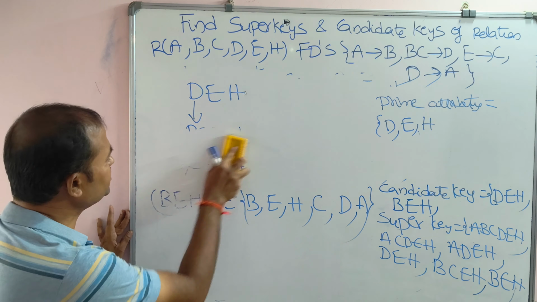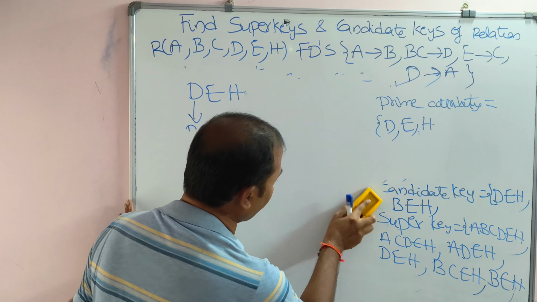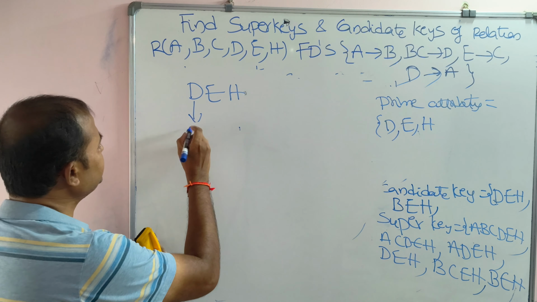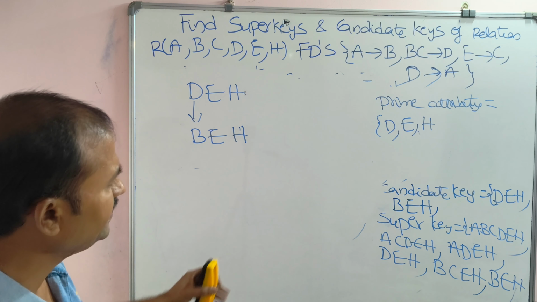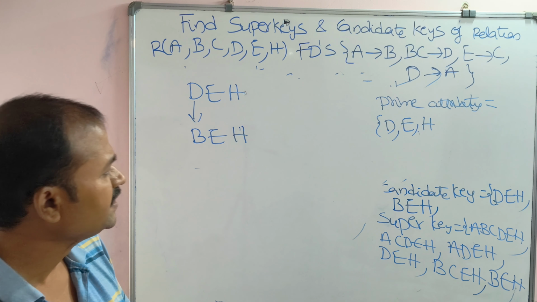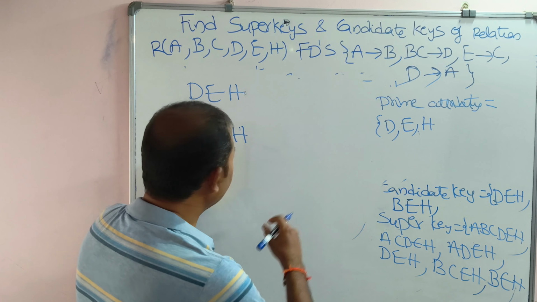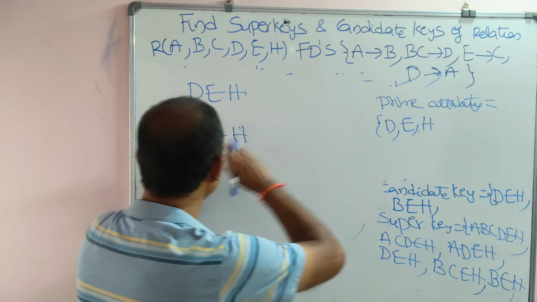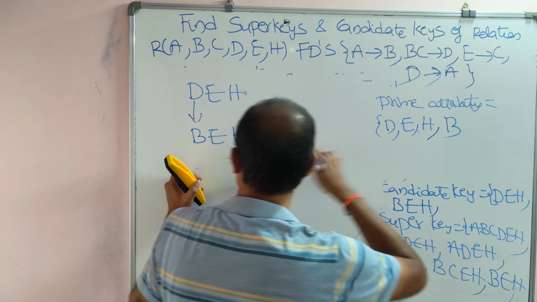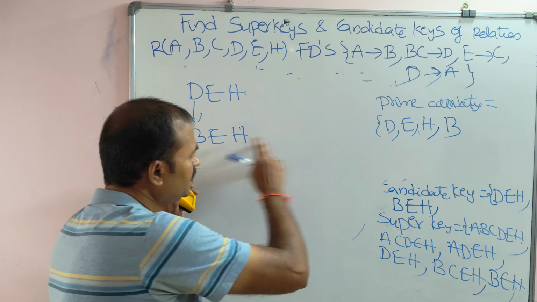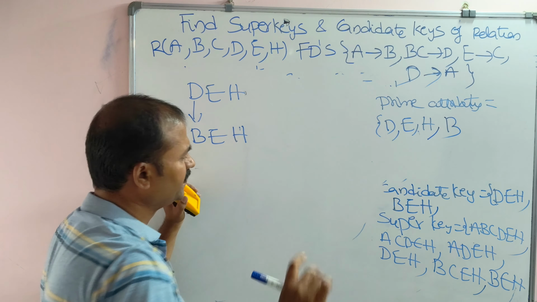So after DH, what is the next candidate key? BH is the next candidate key. So now we have to add the attributes. So here we have DH. Next, what are the prime attributes? BH. B. Here we have EH, but already there is EH here.